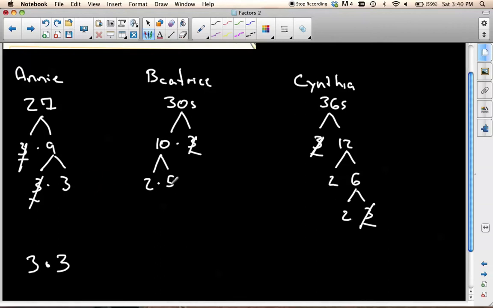Let's see if there are other common multiples. Well, Beatrice has a 2, and so does Cynthia. So another common multiple is 2, so we'll multiply by 2. So we've got 3 times 3 times 2.